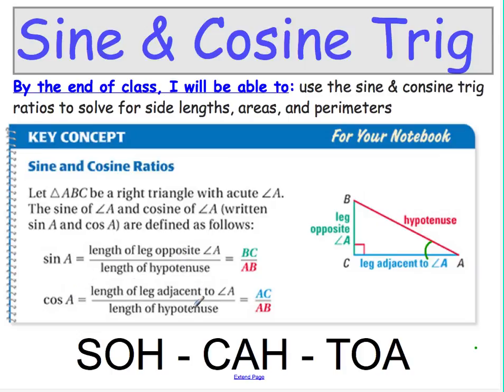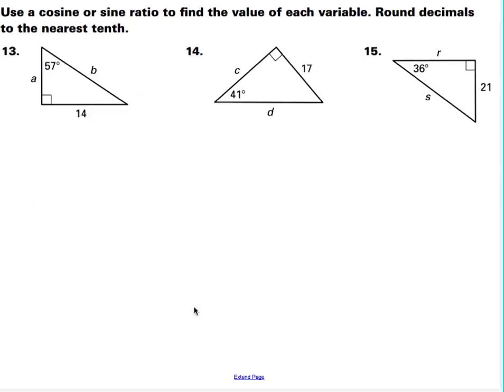We're going to take a look at these two, hopefully find side lengths, areas, perimeters. There's a lot of different ways we could talk about this. We'll also look at the ideas of angle of elevation and angle of depression. Use the cosine or sine ratio to find the value of each expression, round decimals to the nearest tenth.